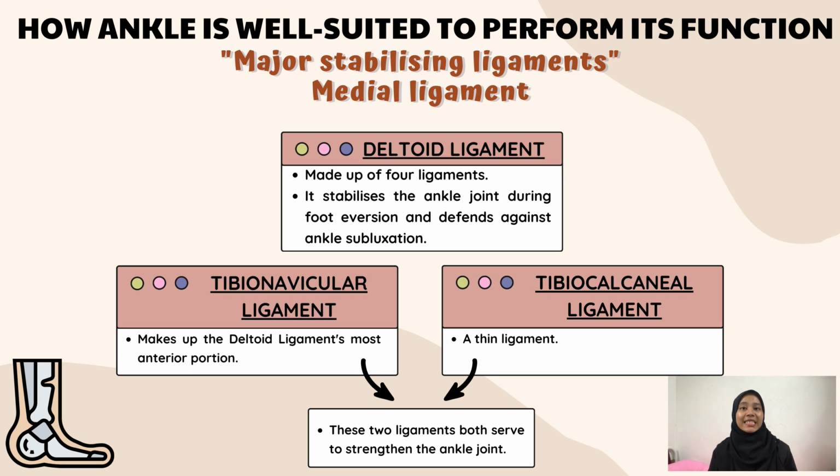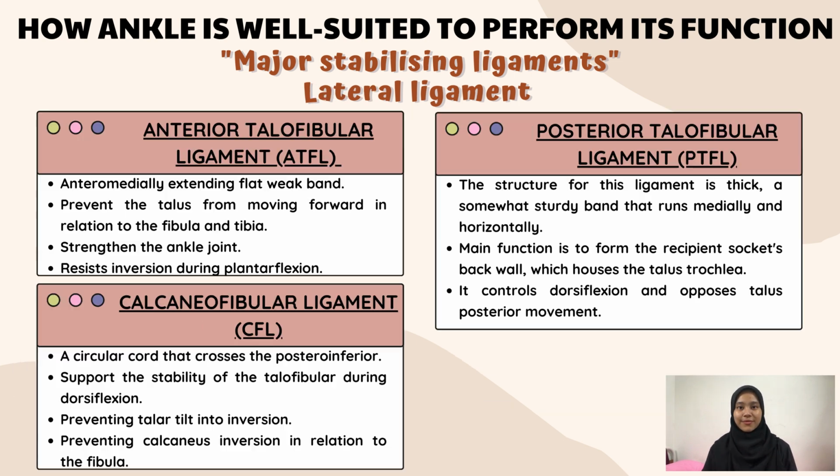Furthermore, there is the tibionavicular ligament, which makes up the deltoid ligament's most anterior portion, and the tibiocalcaneal ligament, a thin ligament. These two ligaments both serve to strengthen the ankle joint.